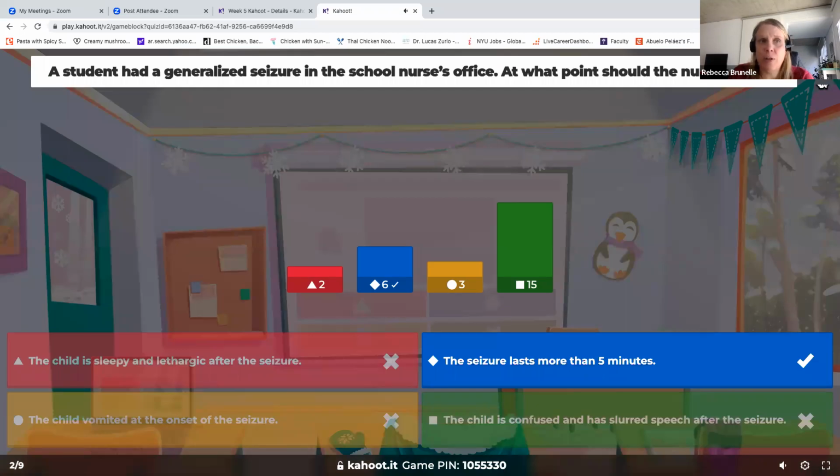All right, so very good. There's something called a postictal phase after a seizure, which is normal. When you're coming out of a seizure, it's normal to be a little bit sleepy. You might be confused. You might have some slurred speech. Sometimes kids vomit at the onset. So the one that's really abnormal is the seizure that lasts more than 5 minutes. If it's lasting more than 5 minutes, you're going to be worried about them protecting their airway and getting enough oxygen to their brain. This is the reason that you would call 911.